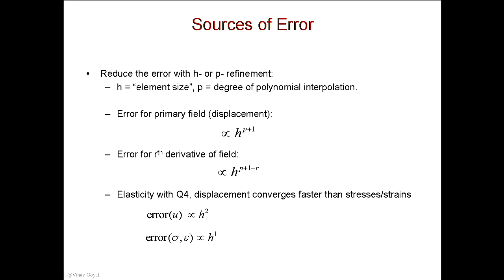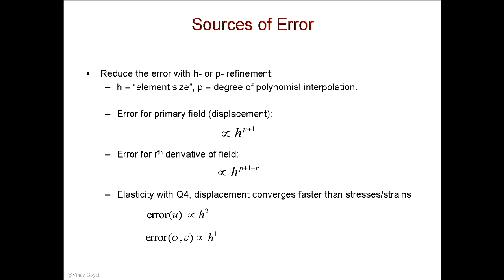Another thing is that if I decrease h, then I also decrease the error. And so I'm able to do that. But if I take derivatives of this, say a first derivative, second derivative, third derivative, now the error is proportional to h to the p plus 1 minus r. And you can see here that even if I increase the order of interpolation, the derivative is not going to converge as quickly, or the error will not decrease as quickly as it does for the displacements.